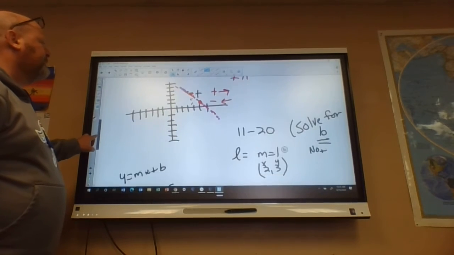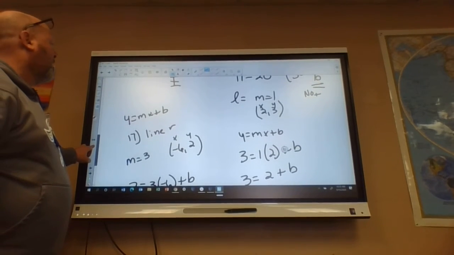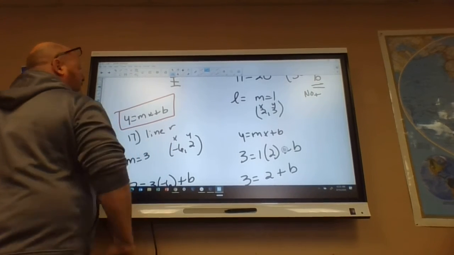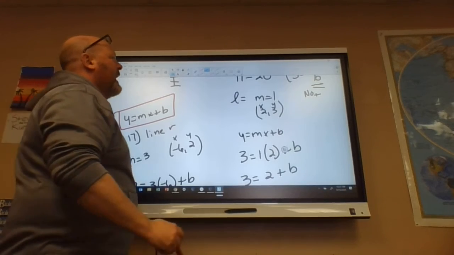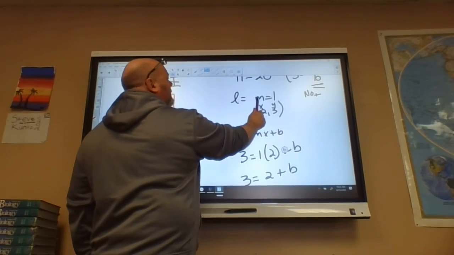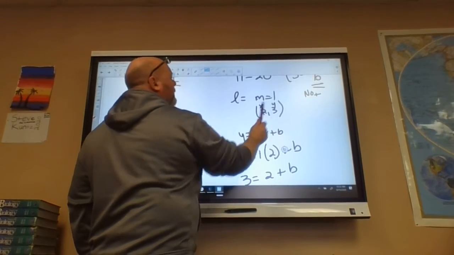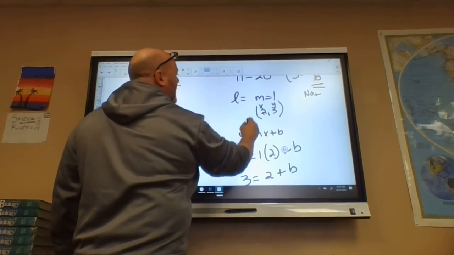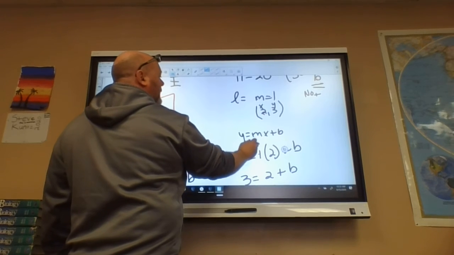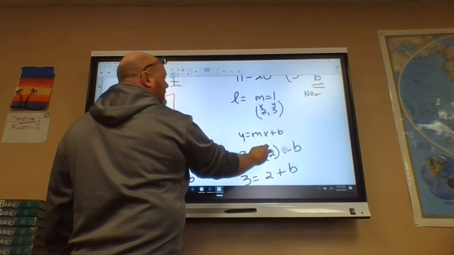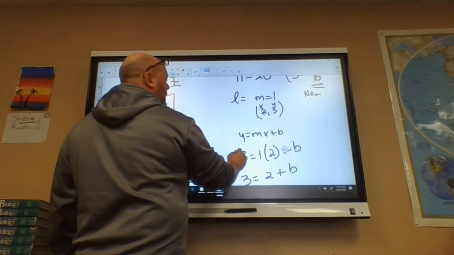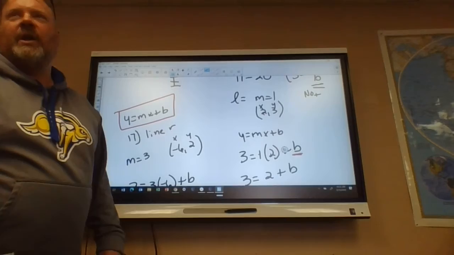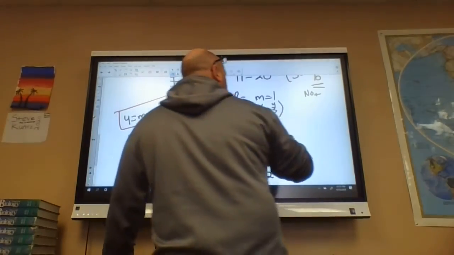Now the bottom part, remember, your equation is always y equals mx plus b. Now for point L, the slope is 1 and the points are 2 and 3. So now I just put these numbers in my equation. My slope is 1, that goes here. My x is 2, that goes here. And my y is 3. We don't know what b is. It says to write the equation, but all I want you to do is solve for b.